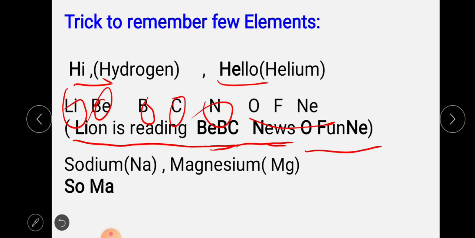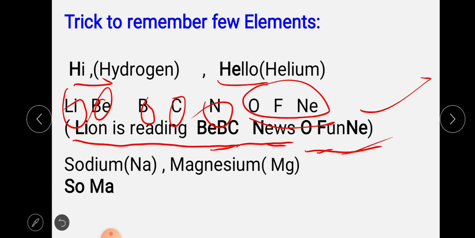I will tell once again. Hi, hello, lion is reading like this. Hi, hello, I am Lion. I am reading BBC News. Listening to that, some are saying, oh, funny. Funny means oxygen, fluorine, neon. All elements are covered in this: hydrogen, helium, lithium, beryllium, boron, carbon, nitrogen, oxygen, fluorine, and neon. The 10th element is neon, funny.